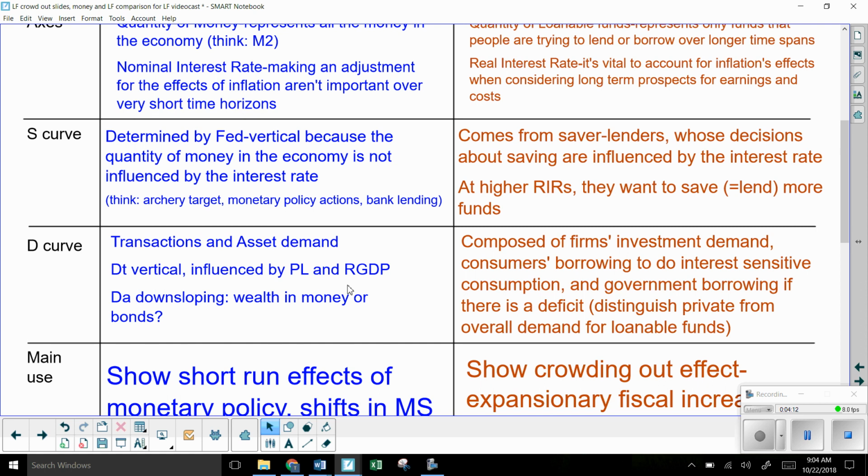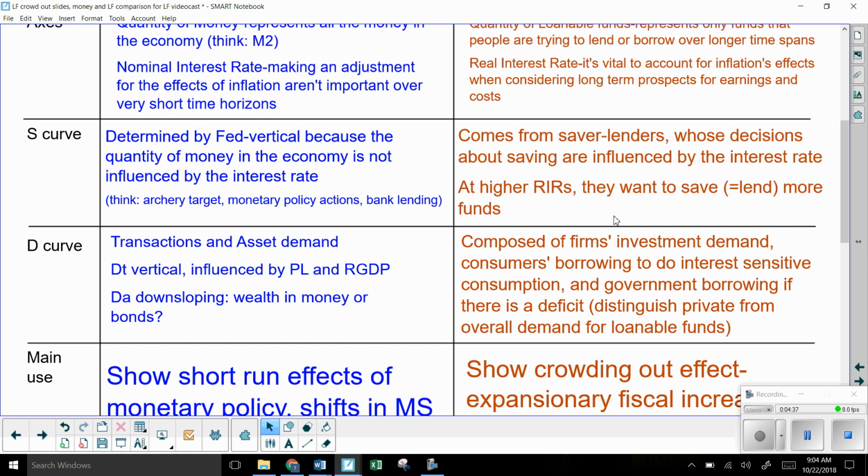When either of those go up, money demand increases. And the asset demand for money is downsloping because that's back to the question of whether you want to hold your wealth for the future, your store of value. Do you want to store your value in money or in bonds? Well, when bonds are cheap, they pay high interest, you're inclined to do that instead of hold money. When bonds are expensive and interest rates are low, you'd rather have money because it's more liquid.